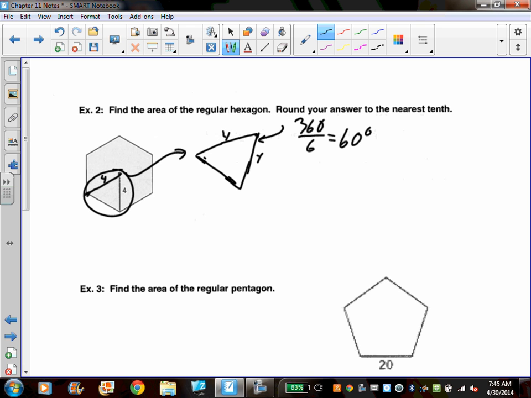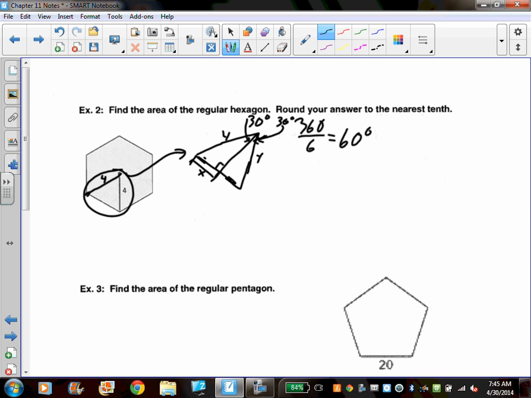When I draw the apothem in, I'm splitting that 60 degrees in half. So this angle right here is 30 degrees. And this little angle here is also 30 degrees. So let's say that we wanted to find the length from here to here. We wanted to find that. We know this is a right angle.